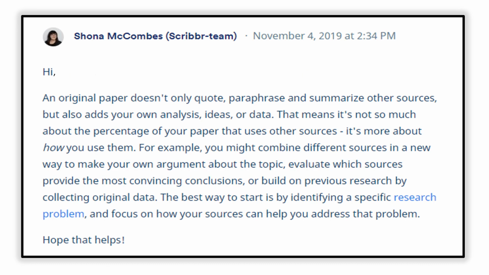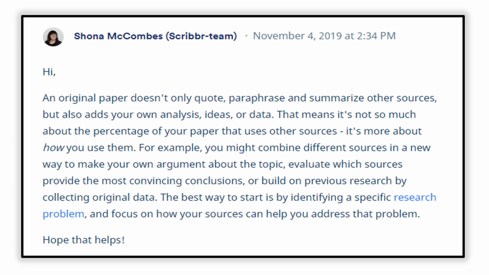In conclusion, I would like to share a tip coming from Shona McCombs on how to write your abstract. An original paper doesn't only quote, paraphrase, and summarize other sources, but also adds your own analysis, ideas, or data. That means it's not so much about the percentage of your paper that uses other sources. It's more about how you use them.